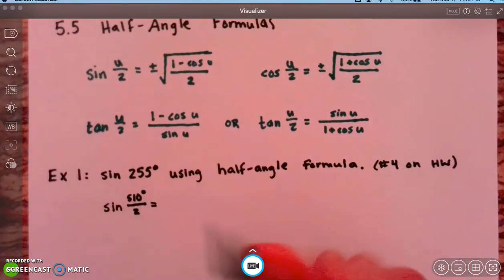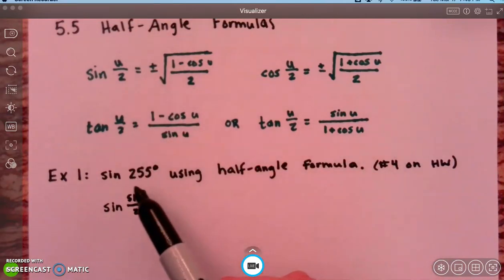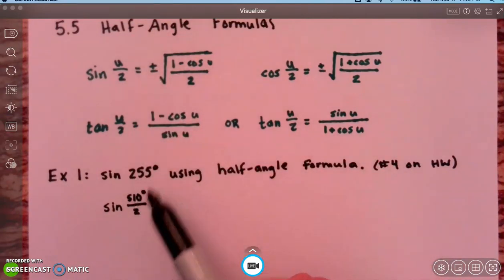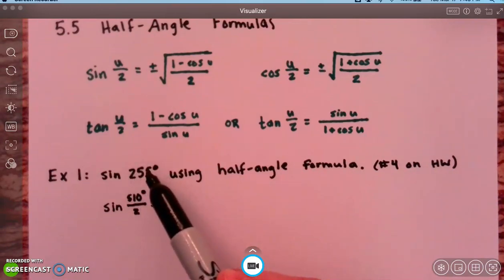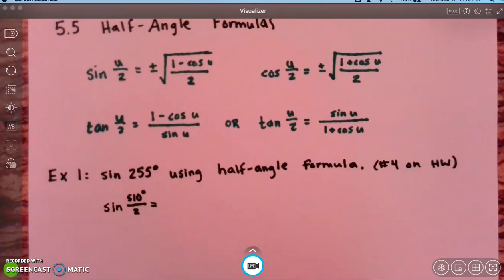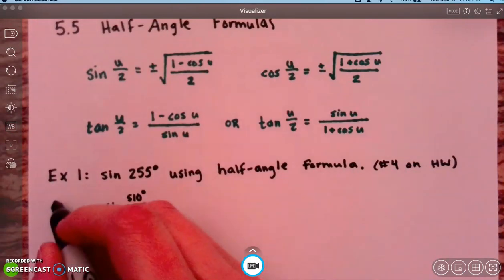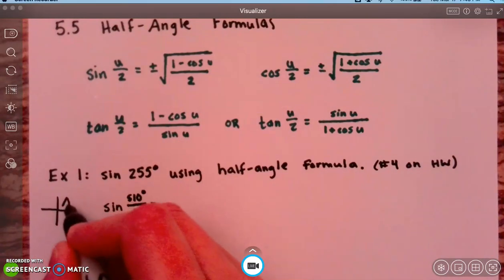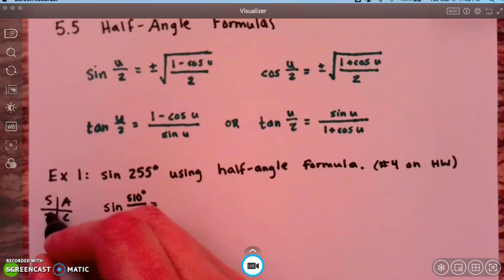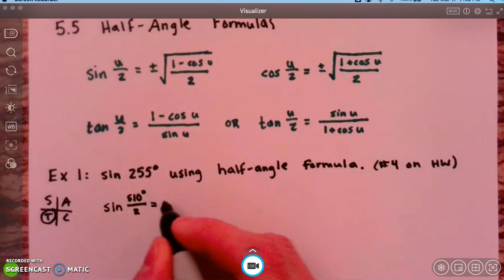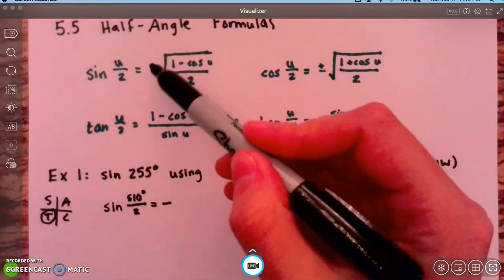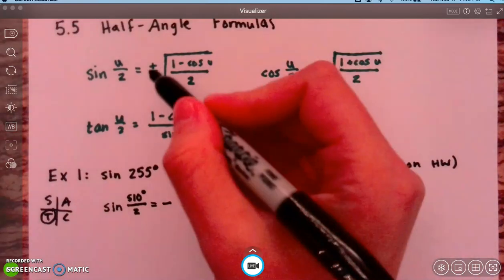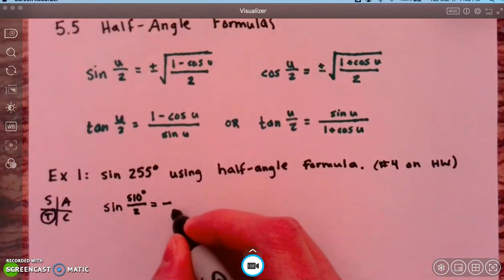The next part that we have to understand is whether we need a plus or a minus. For that, we have to ask ourselves, what quadrant is the original angle in? Not 510. That's just a resource to rewrite 255. Remember that the goal is to find the value of 255. 255 degrees is in quadrant 3, and if we think about whether or not sine is positive or negative in quadrant 3, we can see that it's negative. So we're going to use the negative value, not the positive. It always has to be one or the other, never both.